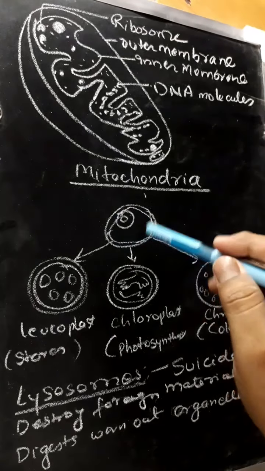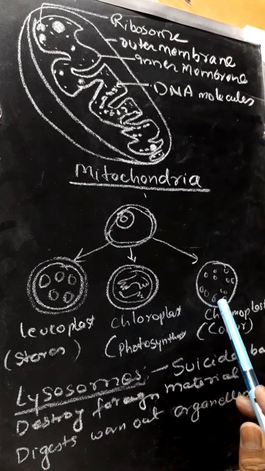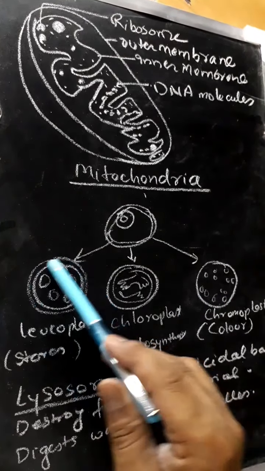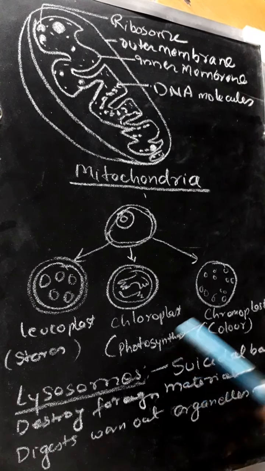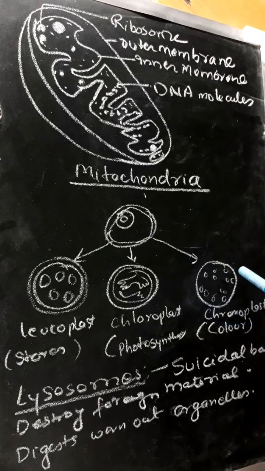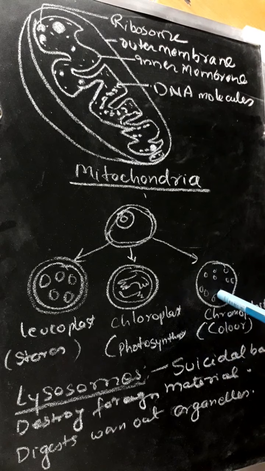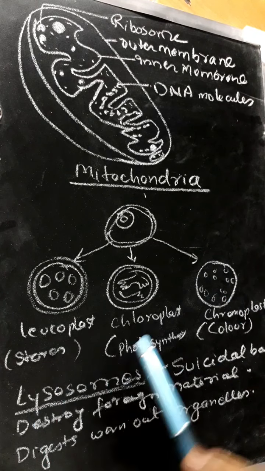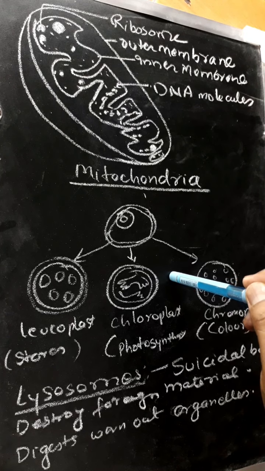Now we will see plastids. They are of three types: leucoplast, chloroplast and chromoplast. Leucoplast has a storage function. Chloroplast helps in photosynthesis, and chromoplast provides colors other than green to the plant. Now, like mitochondria, plastids also have their own DNA and ribosomes.